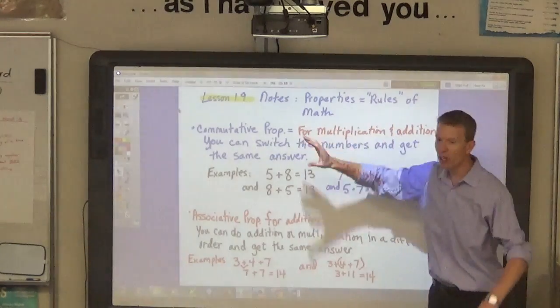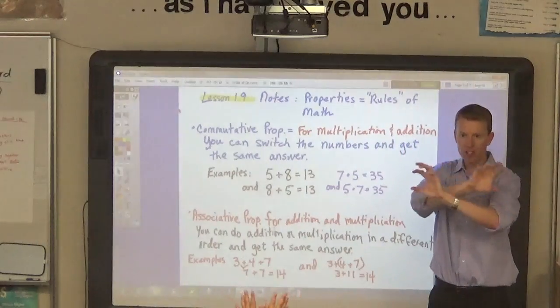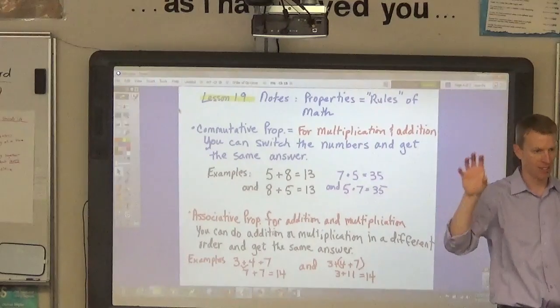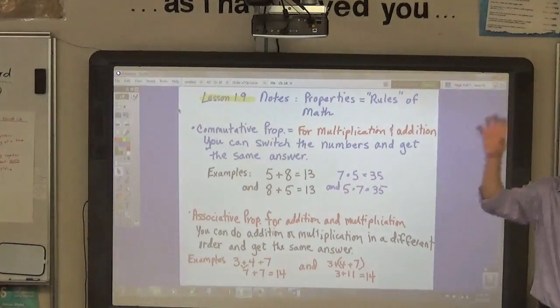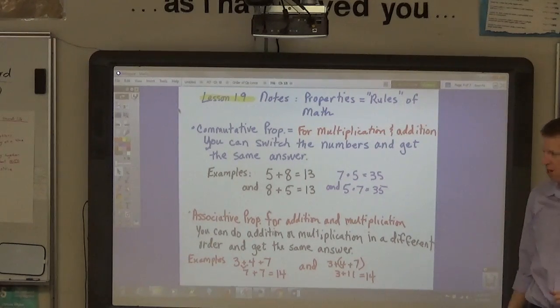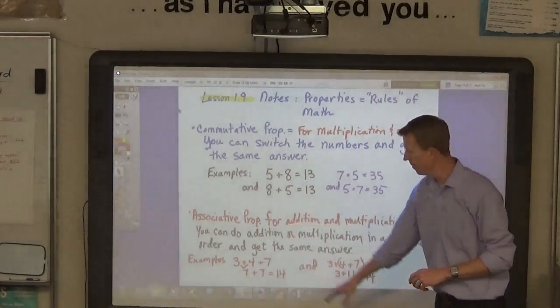Okay, so commutative, everyone mirror. Commutative means switch the numbers. Okay, this is the commutative property. 8 plus 5 is the same as 5 plus 8. 7 times 5 is the same as 5 times 7. Commutative. You can switch the numbers around. Okay? Now, the associative property.